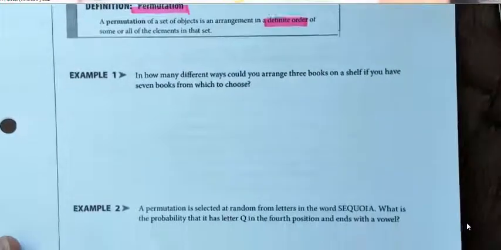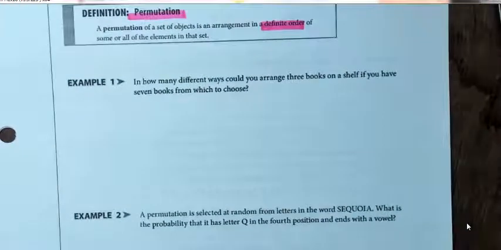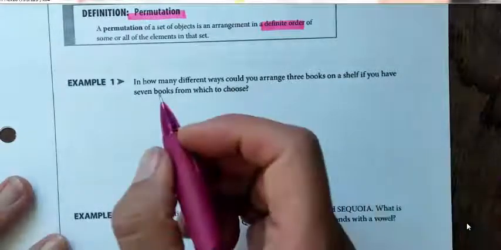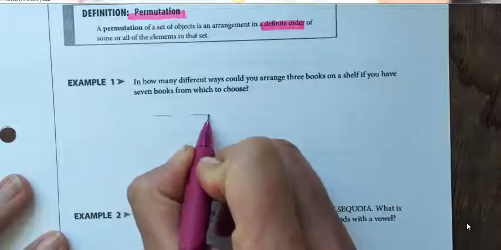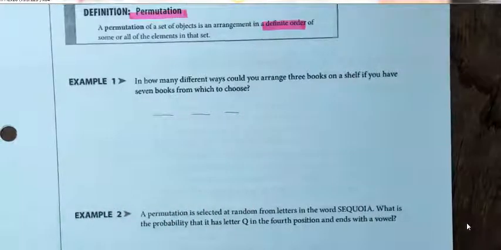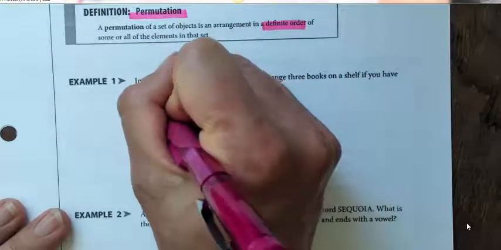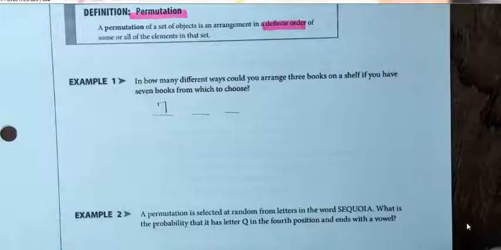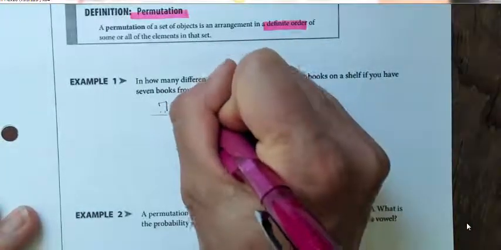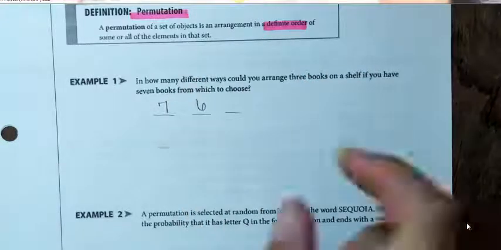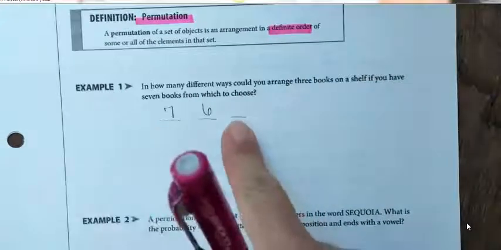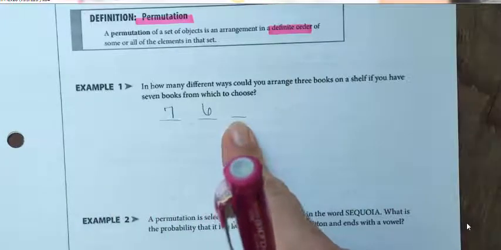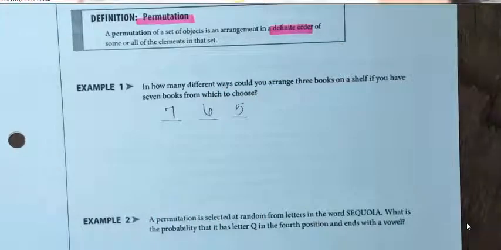Okay, so first example, in how many different ways could you arrange 3 books on a shelf if you have 7 books from which to choose? So we have 3 books. So I like to kind of do it like this. I got 3 spaces. So for the first space, I have a total of 7 books to choose from. So I have 7 possibilities. And then in the second space, I have a total of 6 possibilities left because I've already chosen 1 book. And then in the last space, I have a total of 5 possibilities to choose from.